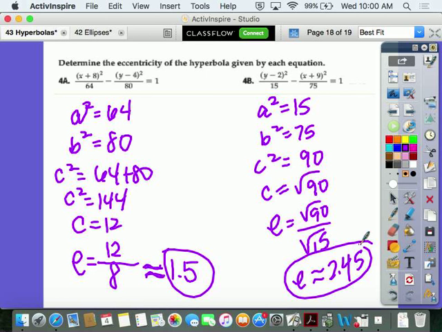So if anything, if I were to compare these two hyperbolas, the one in 4A would have been more circular than the one in 4B, because again, the bigger the eccentricity is, the more uncircular it is. Okay?